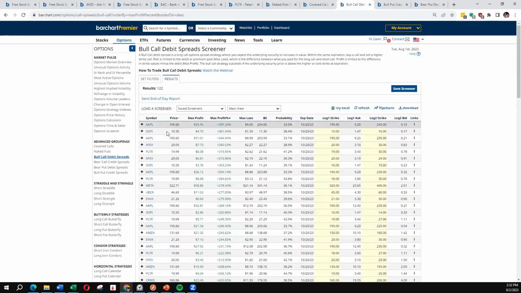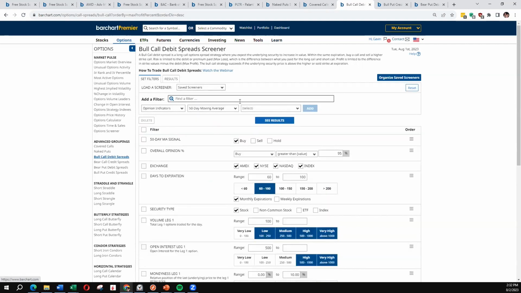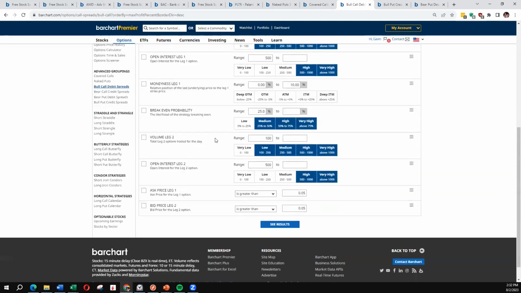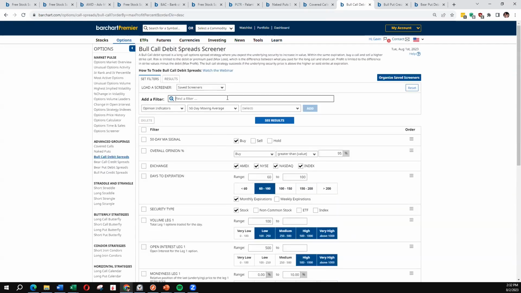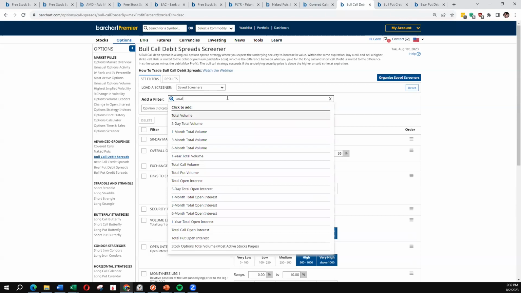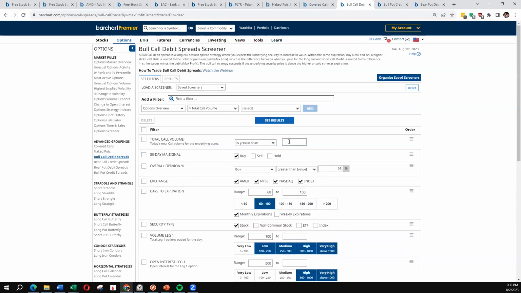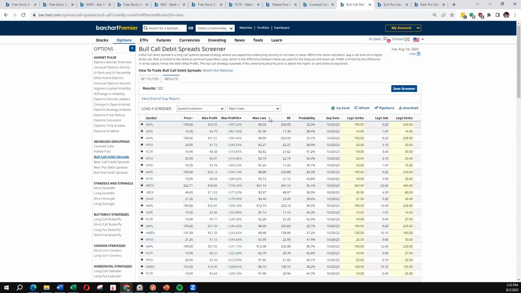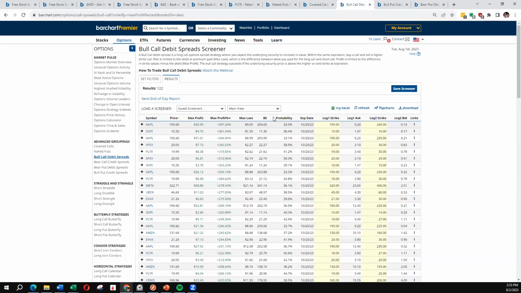So pretty good. We're getting some of these more risky stocks. So we might want to say, I wonder if we can have total call volume greater than 2,000. Hopefully this will give us a few less results. No, still getting quite a few.